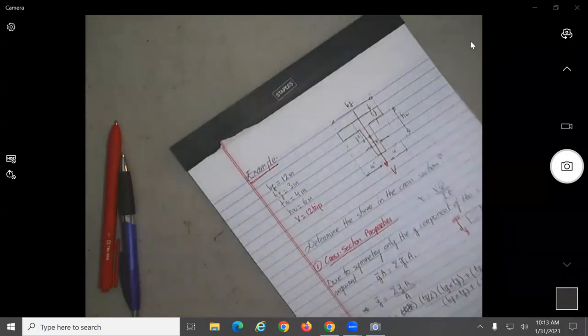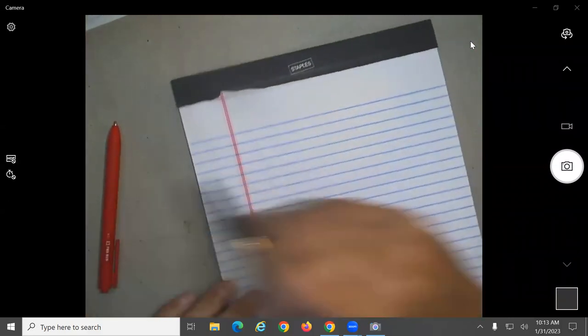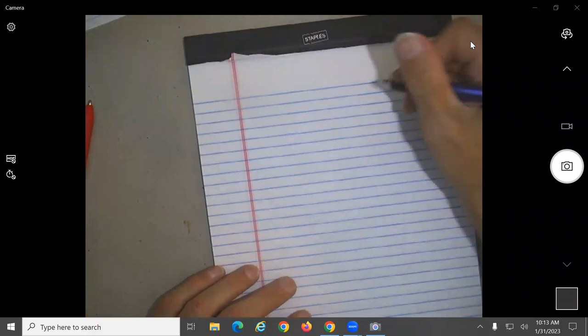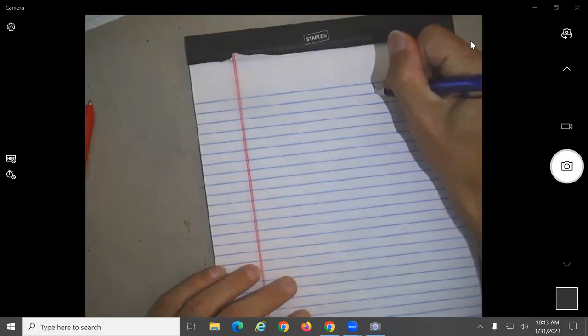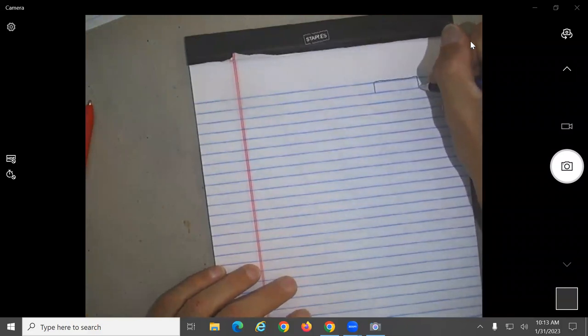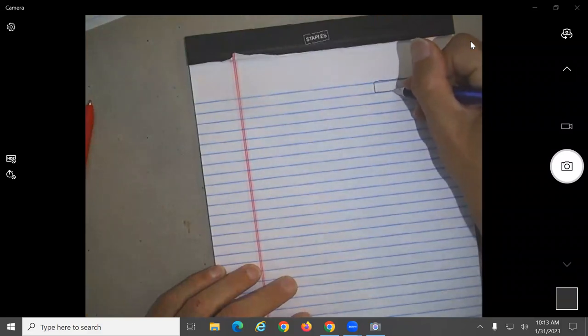Okay, so now we can calculate the second area moment of inertia. So let me just redo another figure again. I do a lot of figures, okay? But I think when I see a figure, I understand everything in one second.